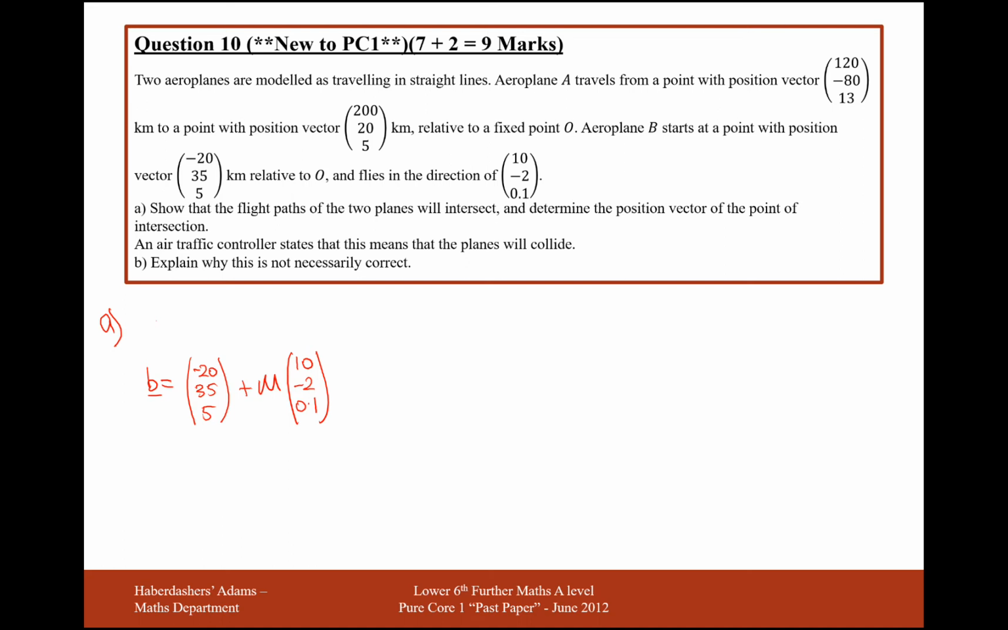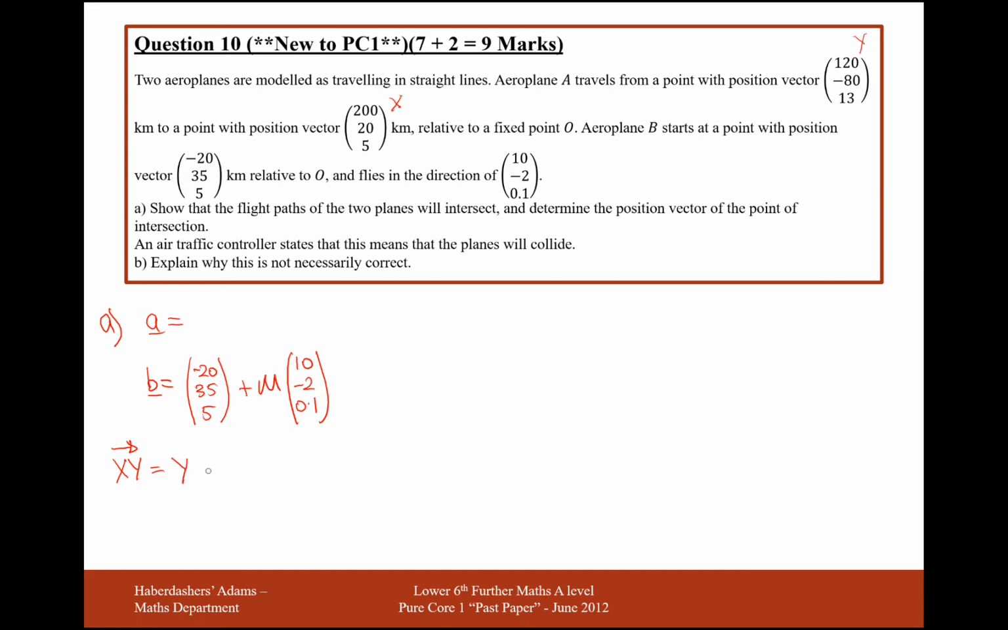So I need to do this for plane A. What we're looking to do in this question is to find out when the two flight paths intersect and determine the vector of the point of this intersection. So what I first need to do is, if I call this coordinate x and this coordinate y, I need to find how to get from x to y.